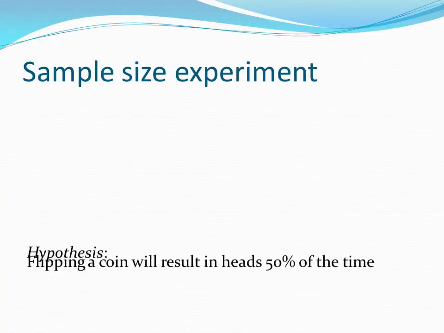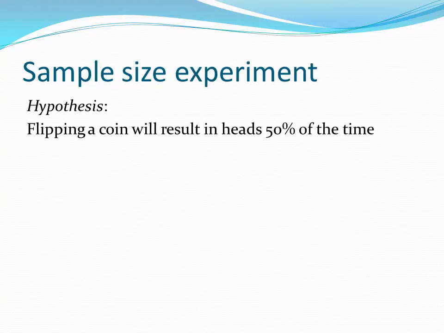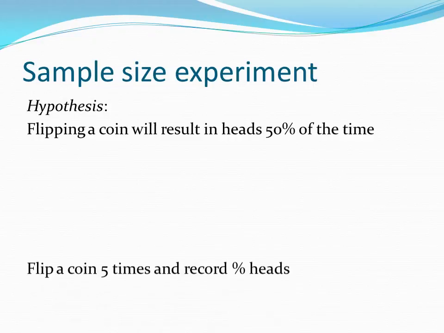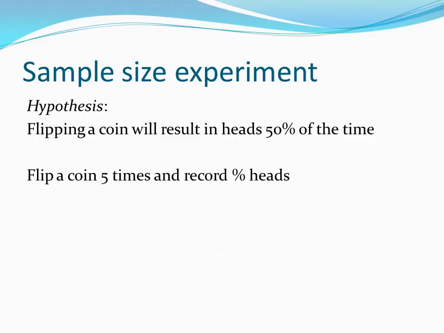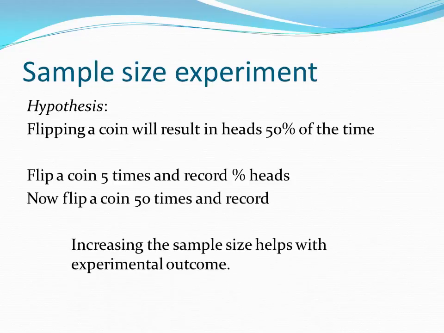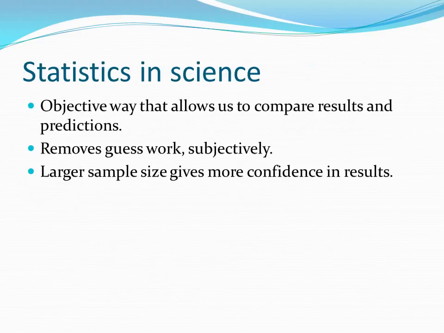One of the important things to think about when we look at sample size is what you would consider to be the right number for an experiment to be valid. So if I flipped a coin and wanted to determine whether I got heads 50% of the time, if I only flipped that coin 5 times and recorded the percentage of heads, this might not be as effective or as well supported as doing this 50 times. So increasing the sample size really helps with giving you a better way to either accept or reject your hypothesis.